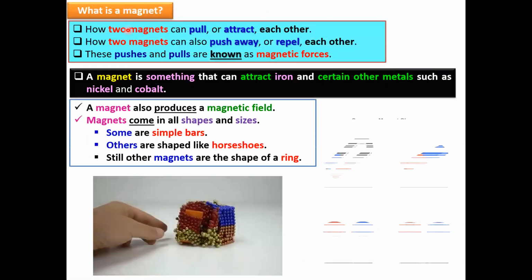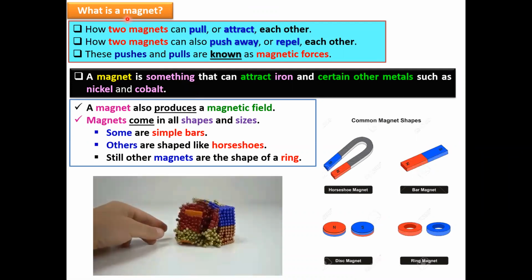The first title here: what is a magnet? As we know, two magnets can pull or attract each other, and two magnets can also push away or repel each other. When two magnets are near each other, they may pull or attract each other, or push away or repel each other. Okay, so the pushes or pulls are known as magnetic force.